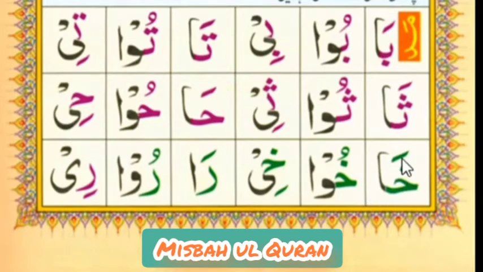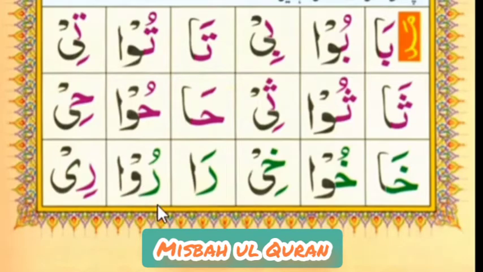Kha, alif, fatha, kha. Kha, waw, dhamma, khu. Kha, ya, kasra, khi. Kha, khu, khi. Ra, alif, fatha, ra. Ra, waw, dhamma, ru. Ra, ya, kasra, ri.